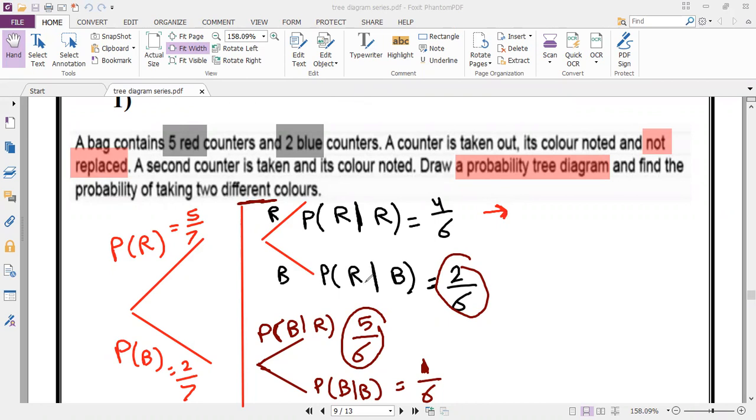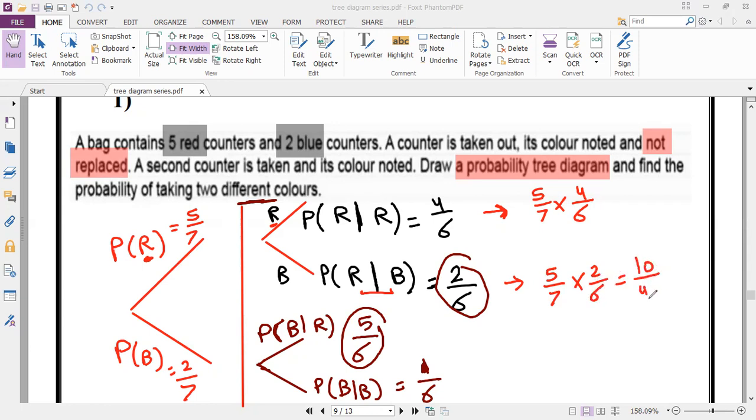We deal with it as a tree diagram. So we have R, we have R, we multiply them. We will multiply 5 over 7 times 4 over 6. This gives the probability of getting red, then red. And what is the probability of getting red, then blue? Like the previous example, we multiply them. It will be 5 over 7 times 2 over 6 equals what?